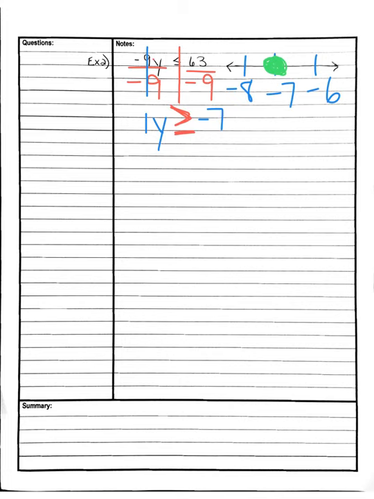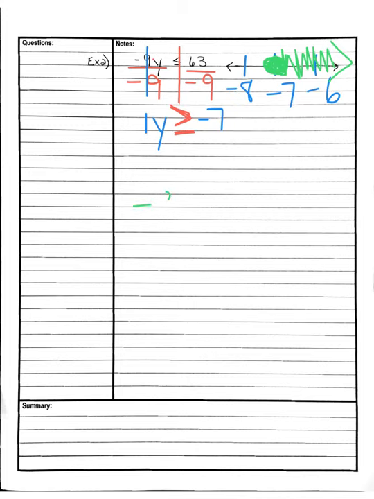Every single time you multiply or divide by a negative value, you flip your inequality symbol. So we really want to shade to the greater: y is greater than or equal to -7. And let's check and see if this works.